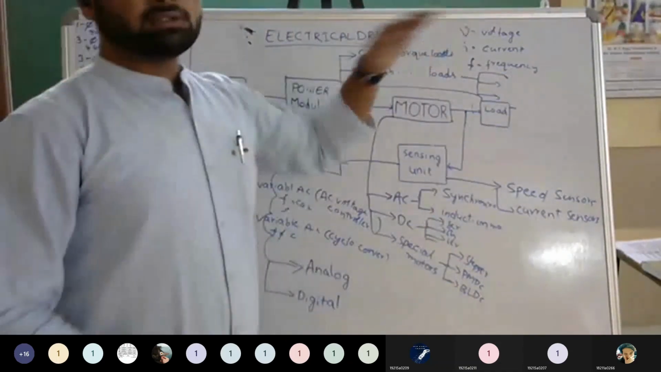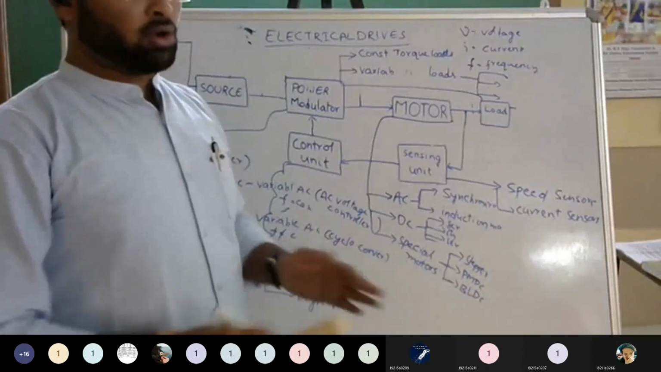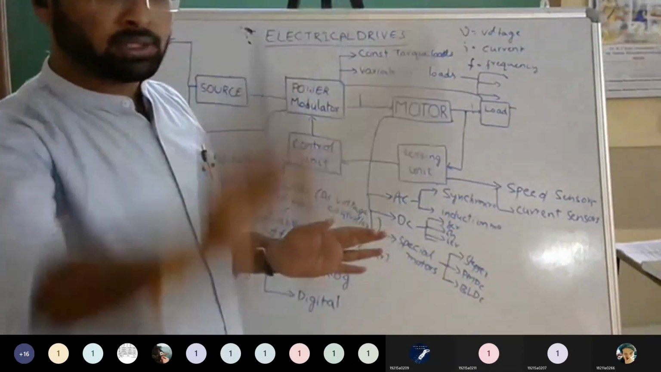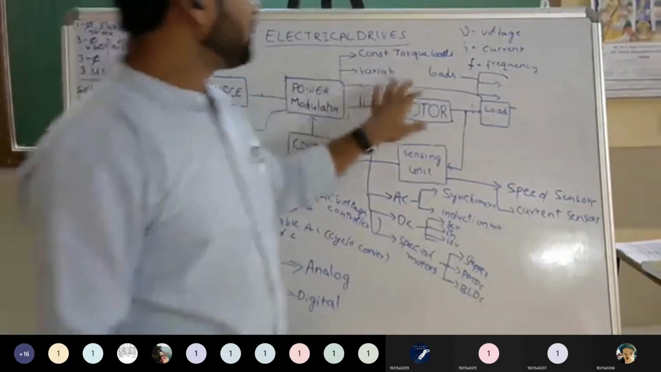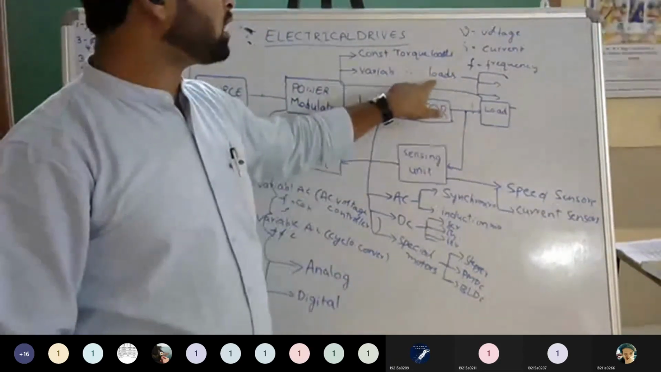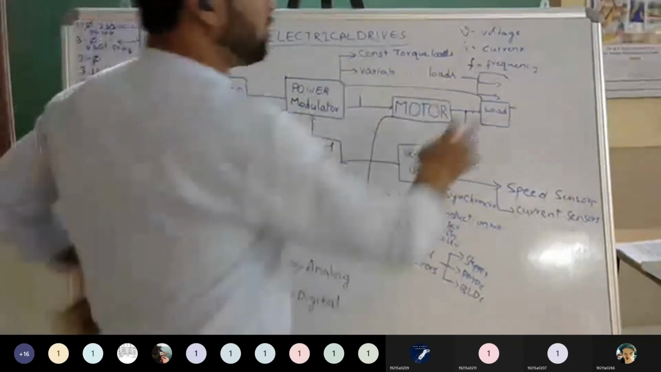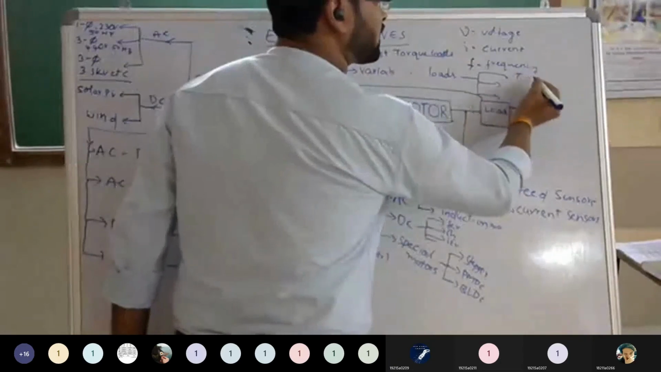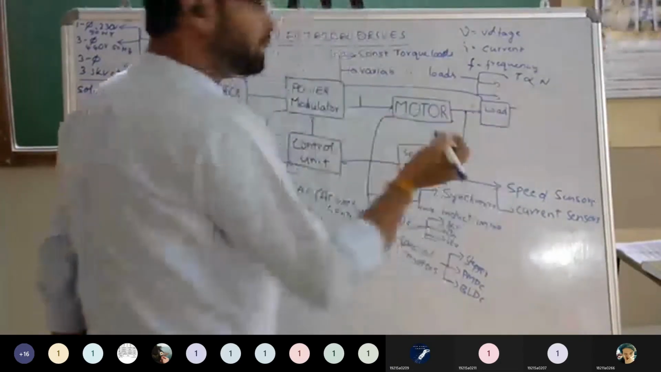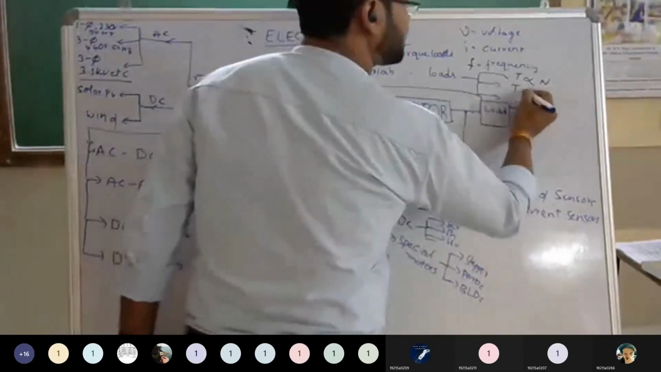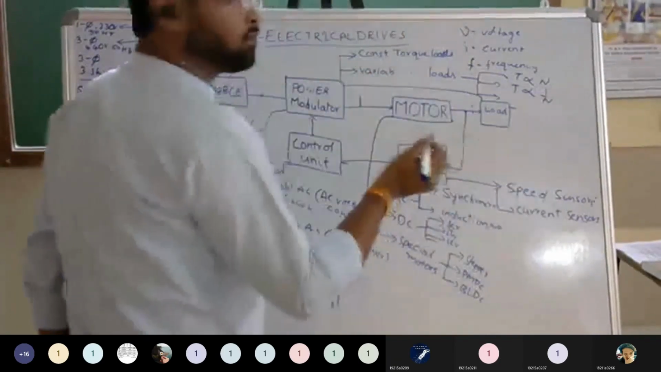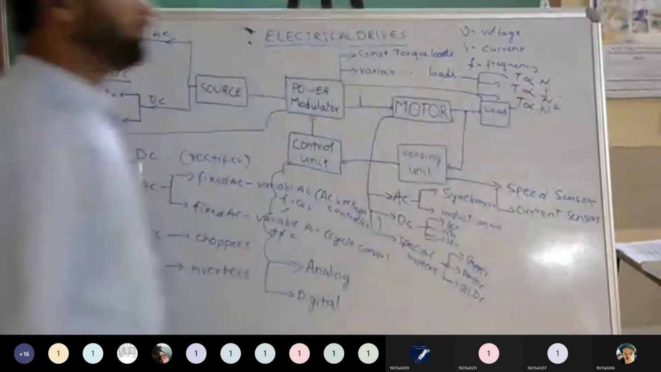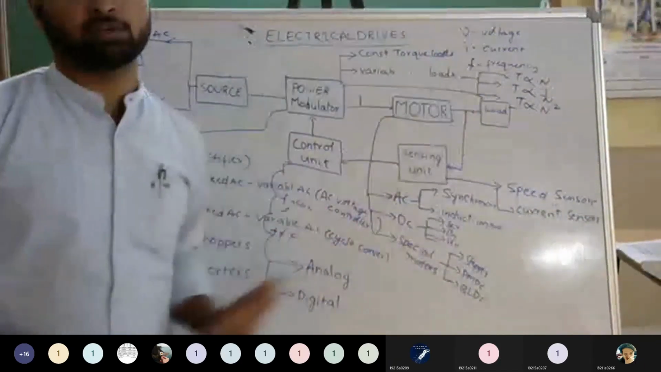Constant torque load means the torque will be constant, like an elevator. However many people are there, it has to rotate with this much torque available. Same way, variable torque loads depend upon the speed. According to speed, there are three types of variable torque loads. Where torque is directly proportional to the speed, where torque is inversely proportional to the speed, and where torque is directly proportional to the square of the speed. These are the other types of loads.